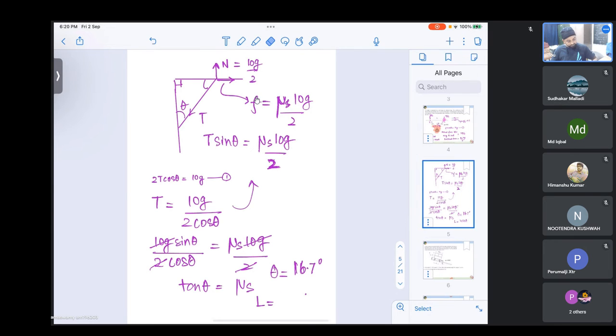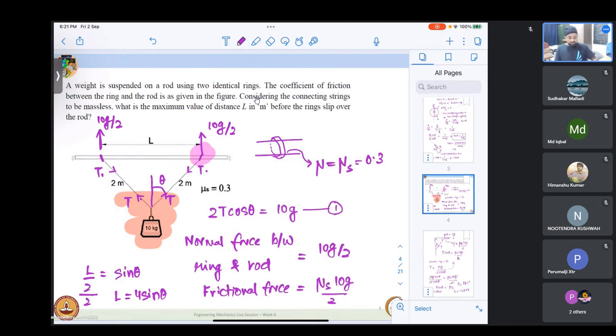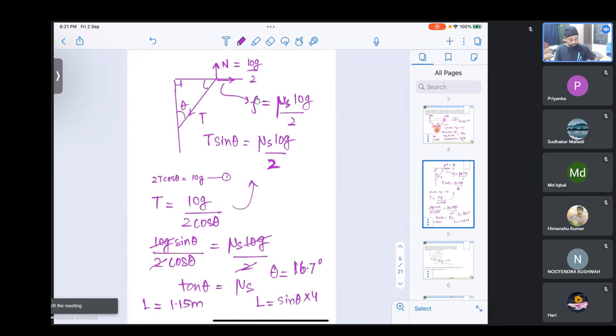Into 4, which comes out to be L equal to 1.15 meters. So what is the maximum value of the distance L? L maximum can be 1.15 meters, as we got here. Beyond that it will slip, and the equilibrium will no longer be satisfied.